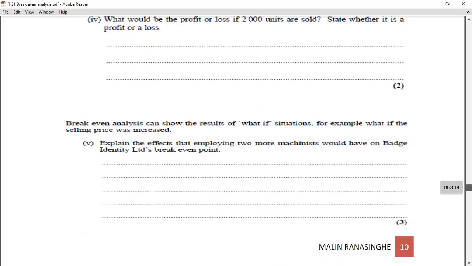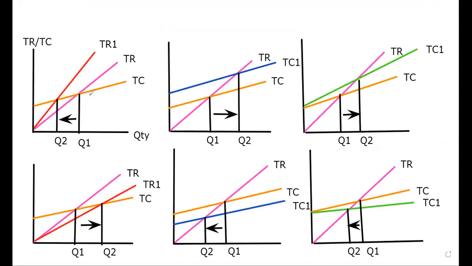Explain the effect: break-even analysis can show the result of what-if situations, for example, what if the selling price was increased. This can also become a 3-mark question. The what-if situation is that the selling price can be increased. What if the selling price increases? We taught today that when selling price increases, break-even will decrease. Let me go back to the whiteboard. The first scenario: when selling price increases, break-even will decrease. So you have to explain that. No need to draw that diagram there, but you can explain what happened.